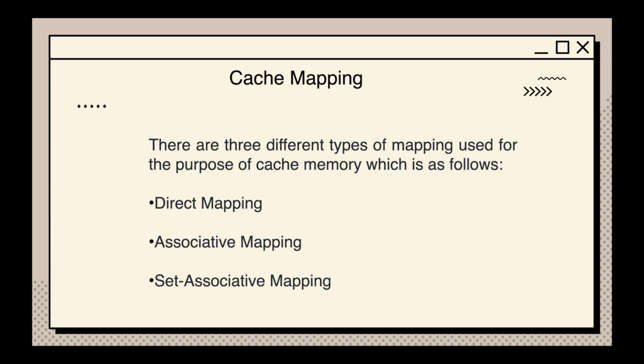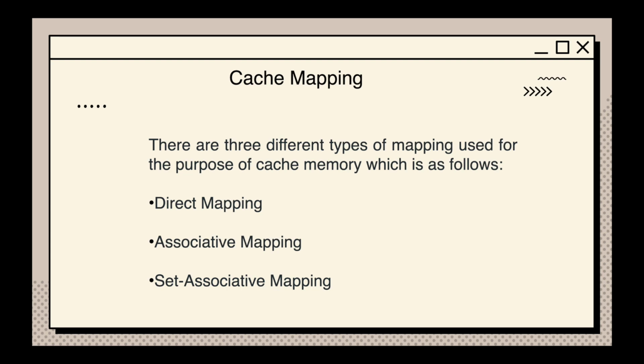Did you know what is meant by cache mapping? If you are not aware of cache mapping, let us learn. There are three types of cache mapping: direct mapping, associative mapping, and set associative mapping. So let us learn about direct mapping.